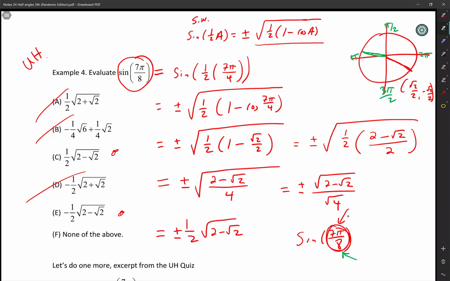In quadrant 2, is the sign positive or negative? Oh man, guys, it's positive. Quadrant 2. Because it's sine.